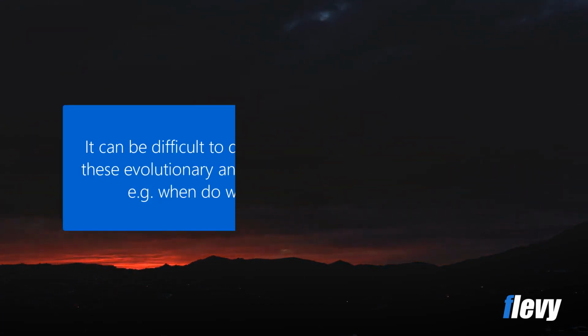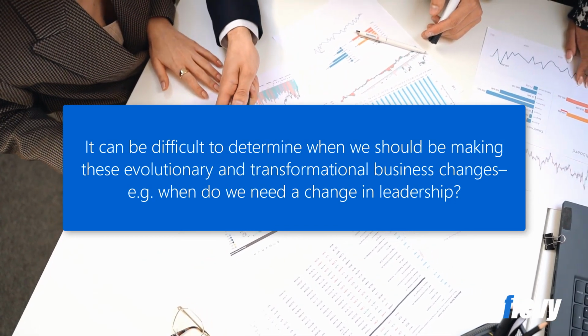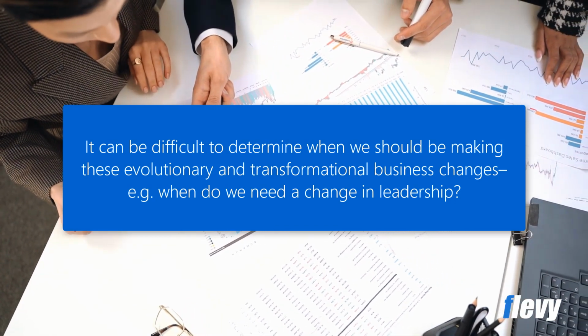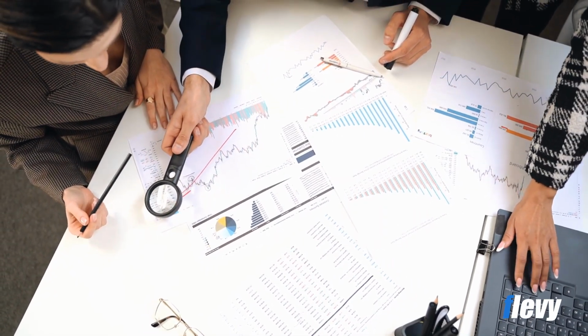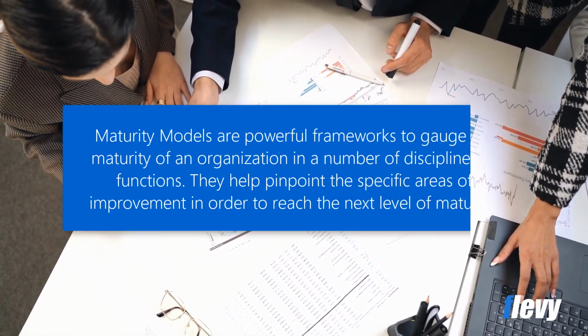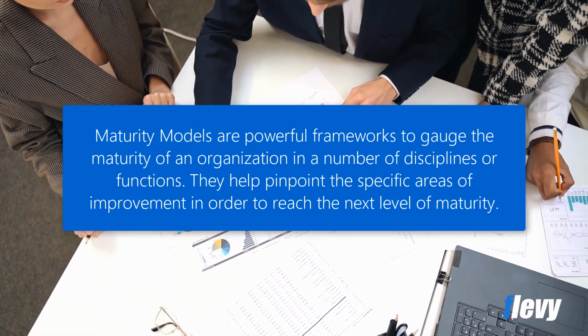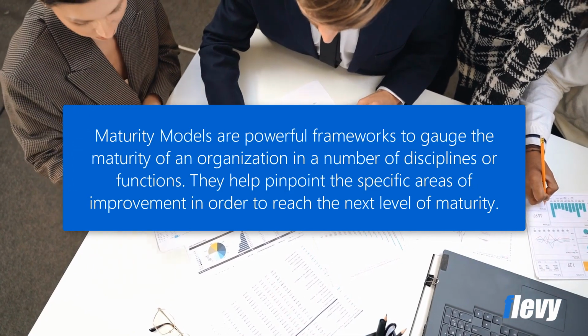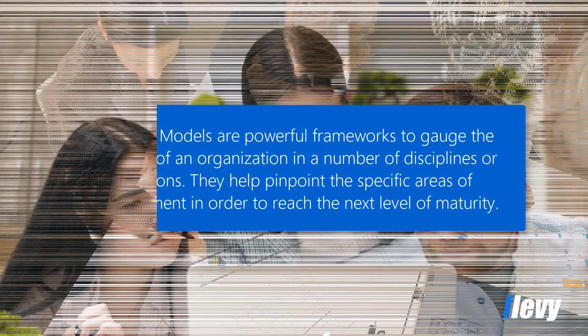More importantly, it can be difficult to determine when we should be making these evolutionary and transformational business changes. For example, when do we need a change in leadership? This is where maturity models come into play. Maturity models are powerful frameworks to gauge the maturity of an organization in a number of disciplines or functions. They help pinpoint the specific areas of improvement in order to reach the next level of maturity.